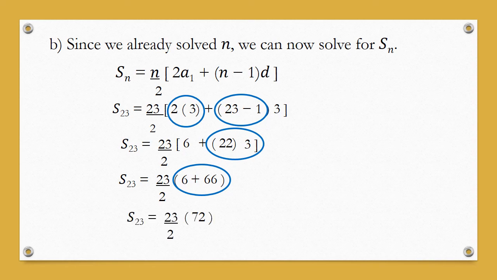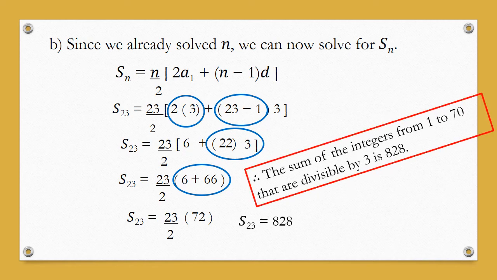Then, multiply 23 times 72 divided by 2. The answer is 828. Let me repeat, we multiply 23 times 72 divided by 2. The answer is 828. So, the sum of the integers from 1 to 70 is 828.